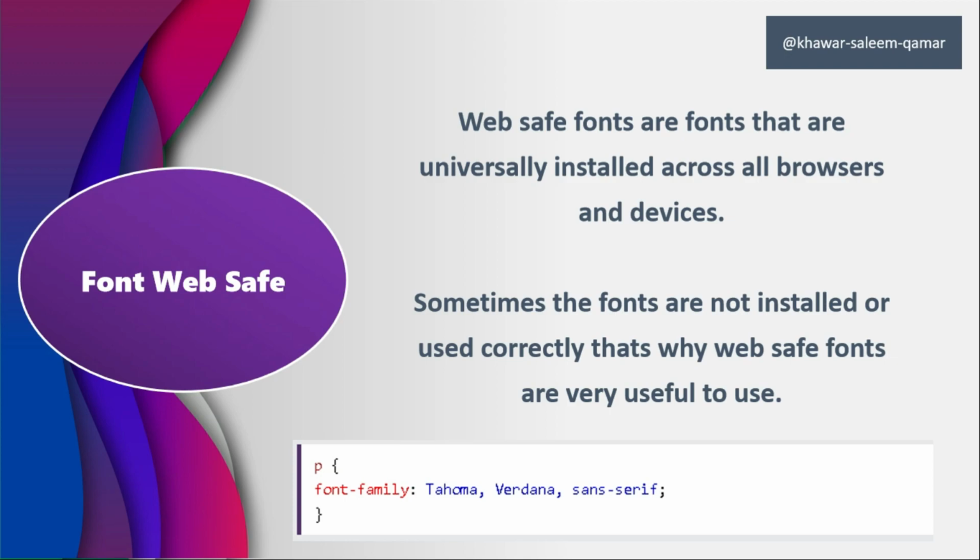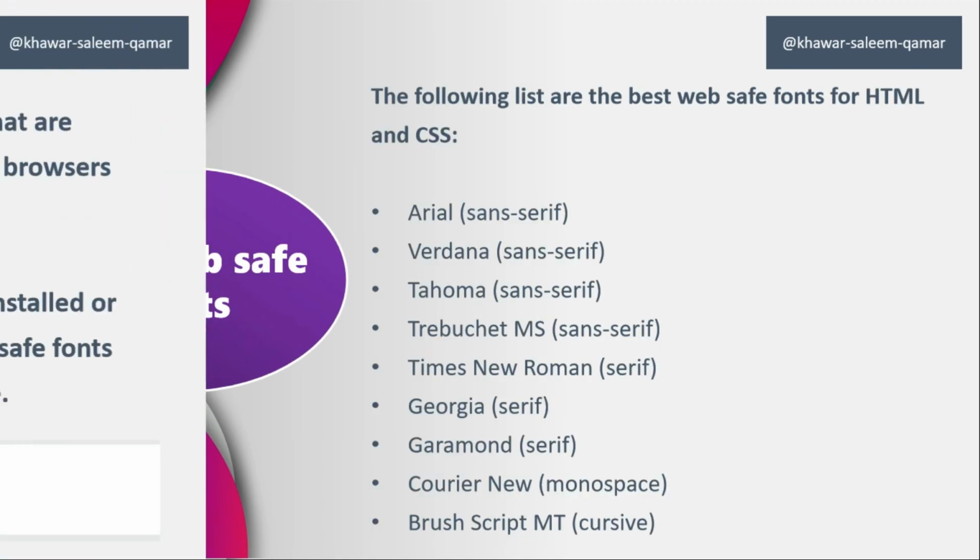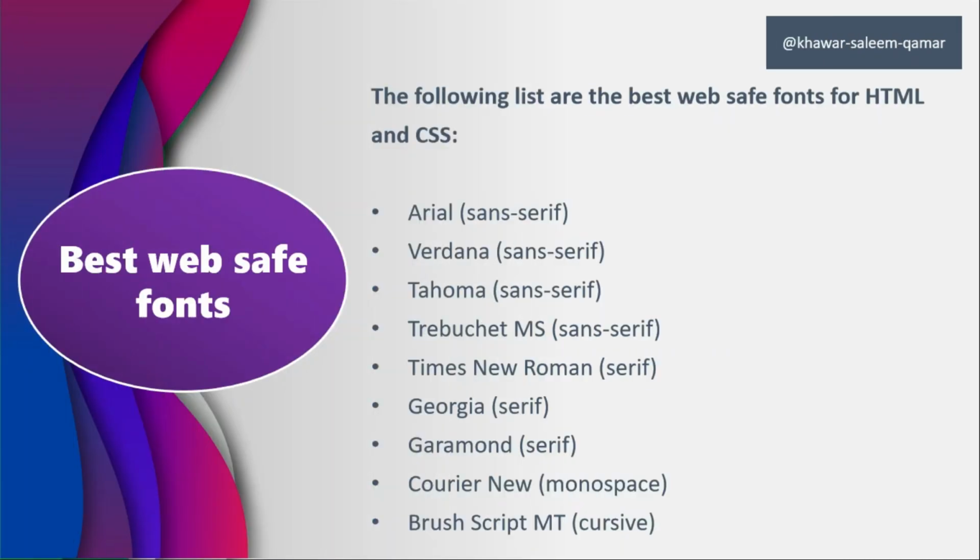So using web safe fonts is really helpful because they could make the appearance of your website a bit symmetrical in all of the browsers. After this, these are some examples, the best web safe fonts for HTML that you can use in CSS. For example, Arial related to the sans-serif generic family, whereas Georgia related to the serif, and Courier New related to the monospace. And for cursive, we could use Brush Script MT. So these are examples that you can use for your web safe fonts if you want to use them.